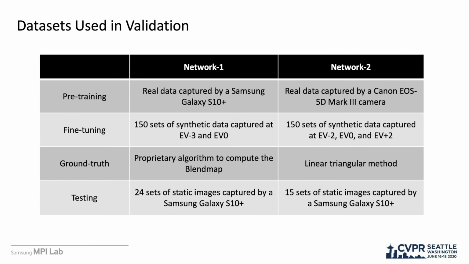Ground truth in Network 1 is generated using a proprietary algorithm. Ground truth in Network 2 is generated using the same linear triangular method used in Wu's paper. We test both networks on real images captured by S10 Plus device.